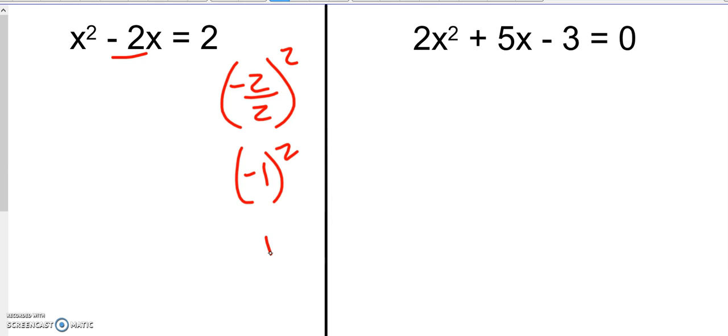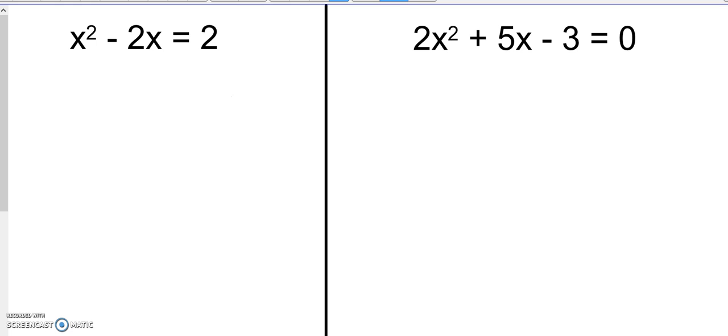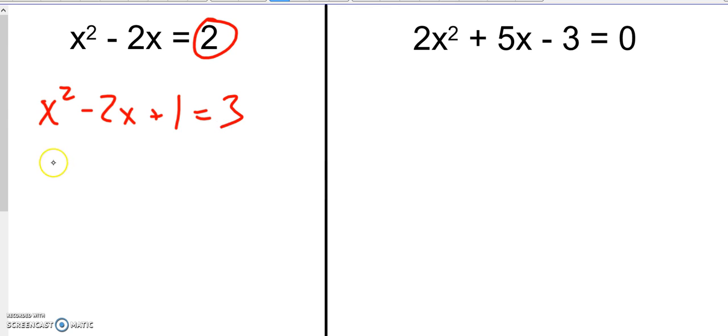So what I'm going to do is add 1 to both sides of my equation, and we have to do that to keep them equal. So this turns into x squared minus 2x plus 1. And now I'm going to also add 1 to 2, giving me 3. The left side factors into x minus 1 times x minus 1, or x minus 1 to the second power.